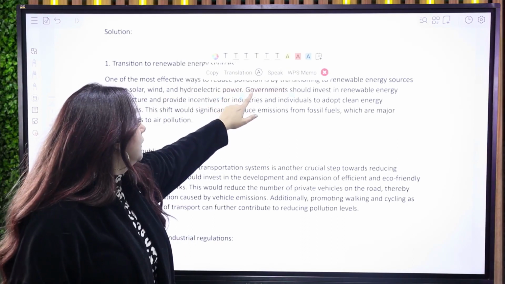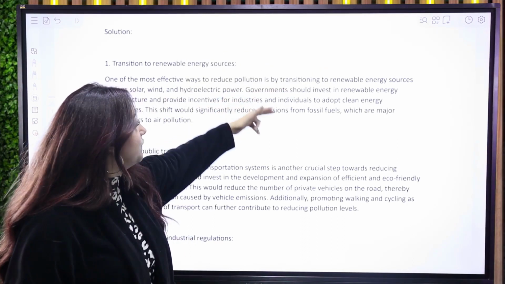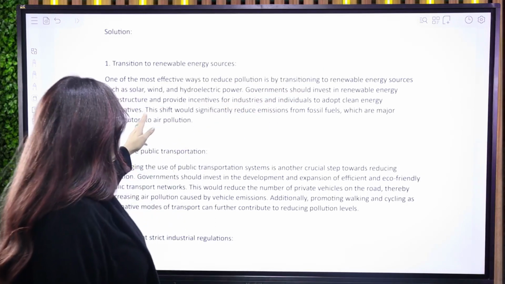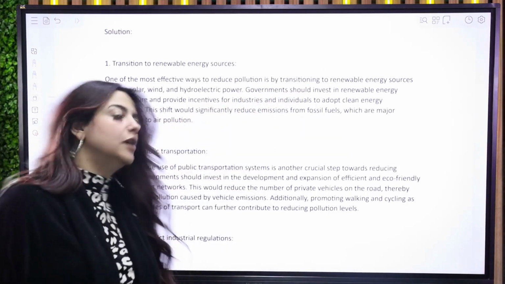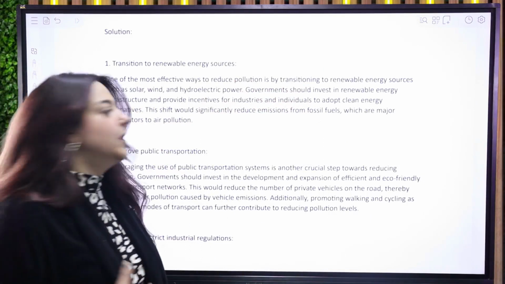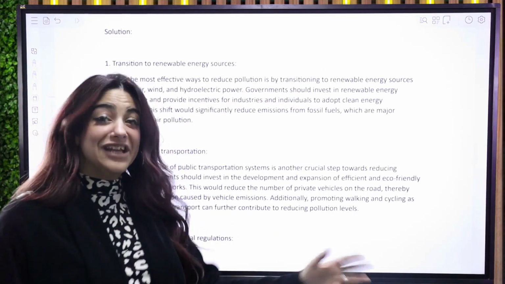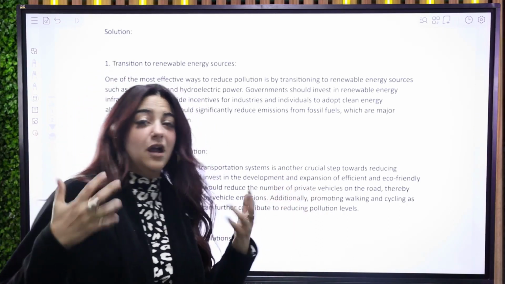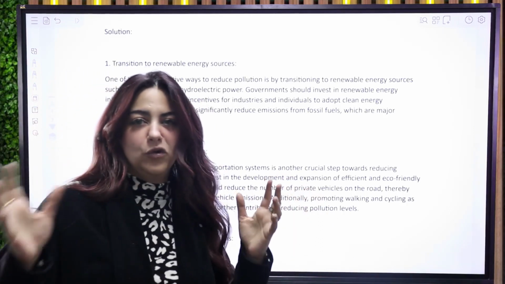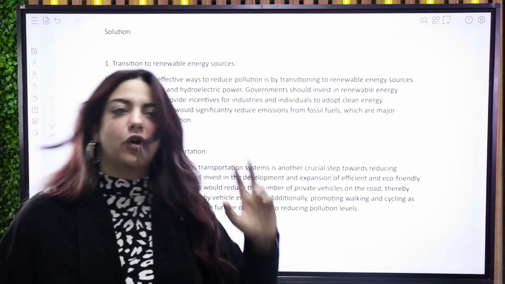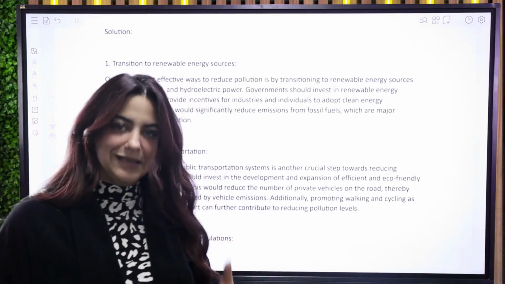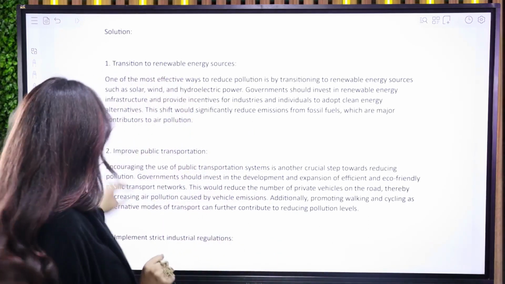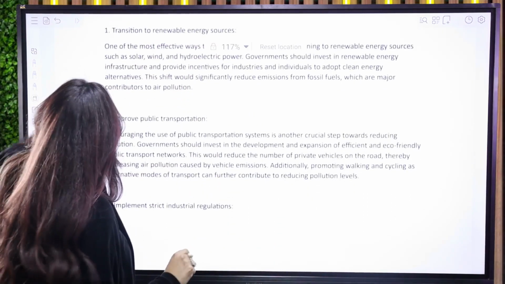So here, before mentioning that the government should invest, you can say, that is why, as a result, and here, hence, the shift would significantly do what? Reduce the emissions from fossil fuels, which are a major contributor. And notice how many times I mentioned this word in my videos. Contributors or contribution to, a highly significant word that you're supposed to use, by the way.